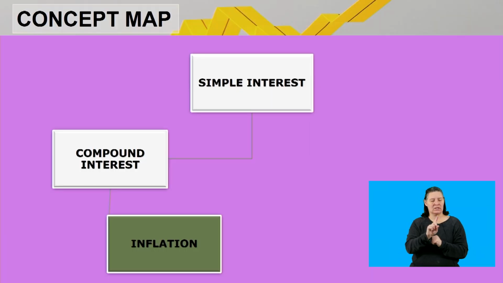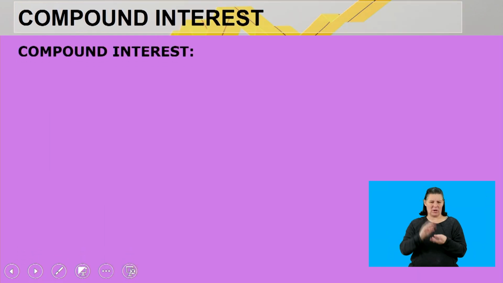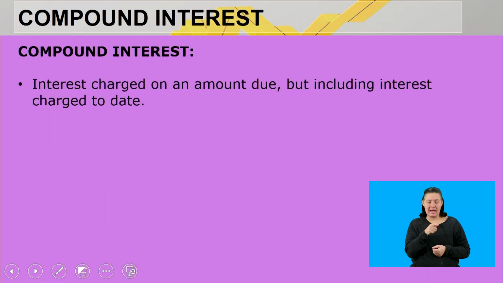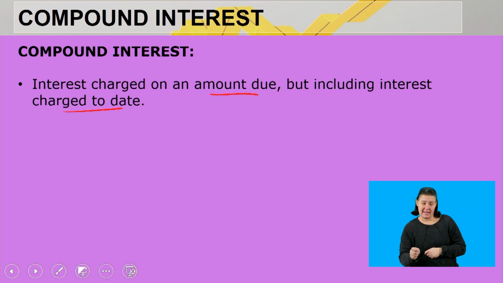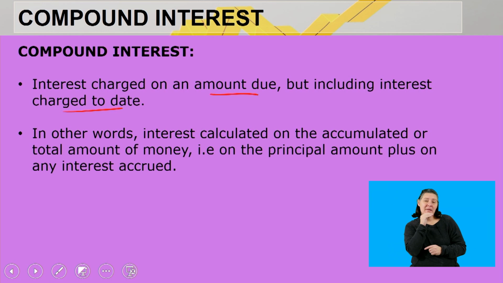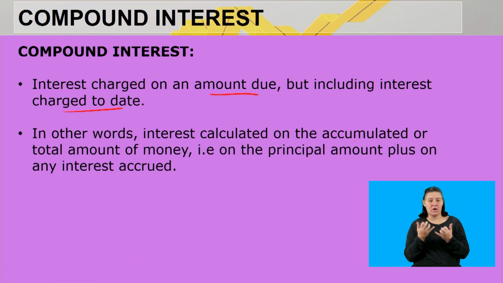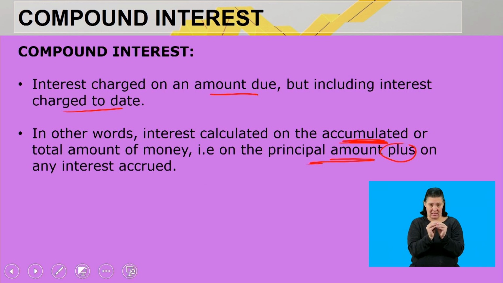Now we'll look at compound interest. So what exactly is compound interest? I've indicated here that it is interest charged on the amount due, but including interest charged to date, right? Remember, it can be also interest earned, okay, on an investment. Then, in other words, it's interest calculated on the accumulated, very important to know there, or the total amount of money. In other words, it's the principal amount plus any interest that you've earned or that accrued so far.